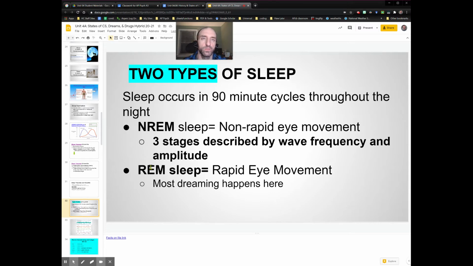All right, so two types of sleep. Sleep occurs in 90-minute cycles throughout the night. You have NREM sleep, so Nacho, Romeo, Edgar, Massachusetts. Again, these are described by the stages and the amplitude and the wave patterns. And then you have rapid eye movement sleep, or REM sleep. This is when most of your dreaming happens. So it looks like this.